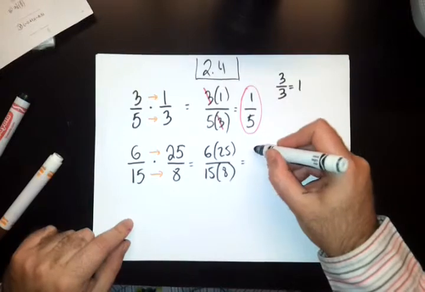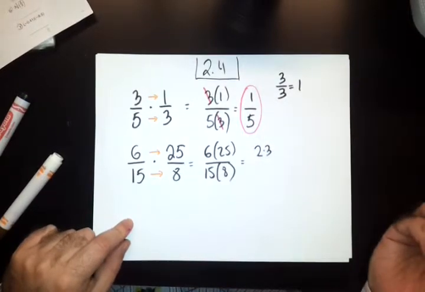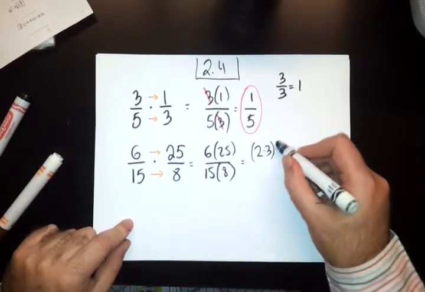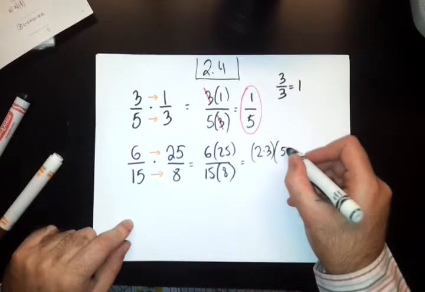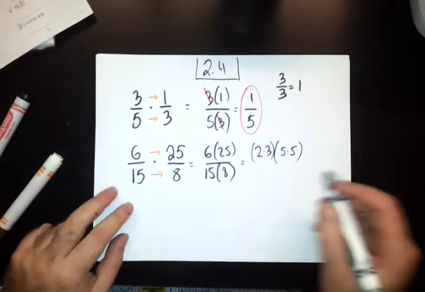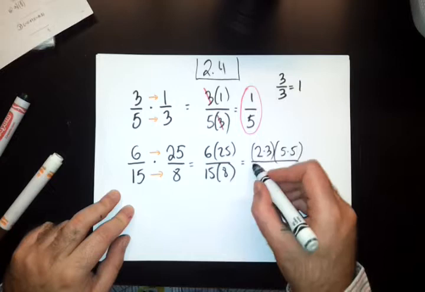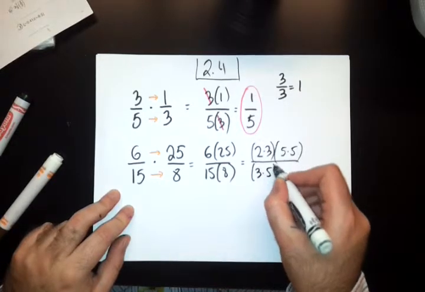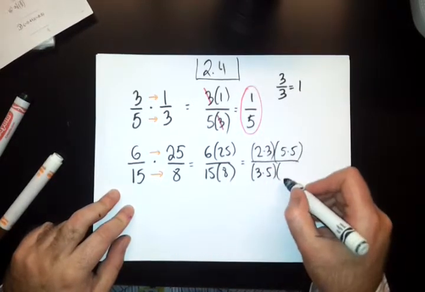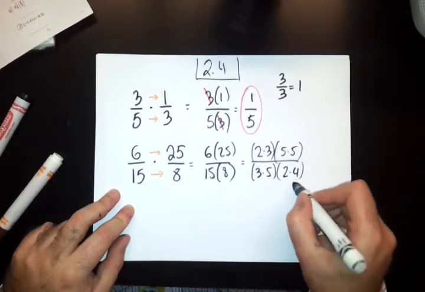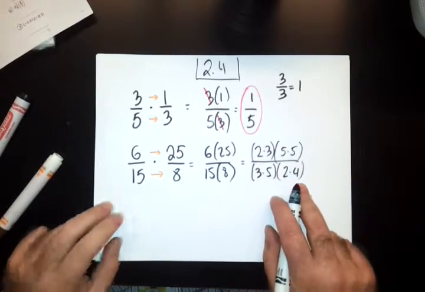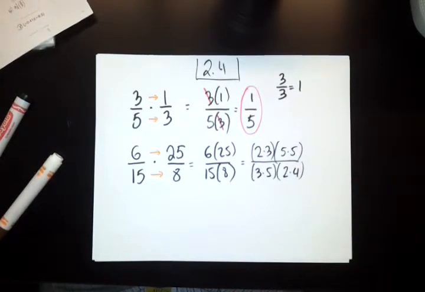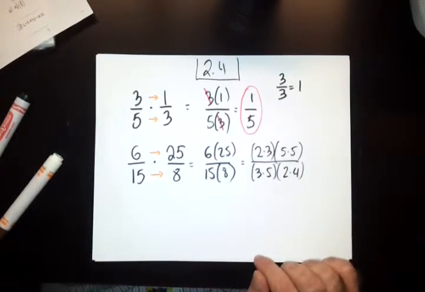6 I can write as 2 times 3, because 2 times 3 is 6. 25 I can write down as 5 times 5, because 5 times 5 is 25. 15 I can write down as 3 times 5. 8 I can write down as 2 times 4. I can break this 4 down into 2 times 2 as well, but I'm going to leave it now because I know I'm not going to need it. But it would be a good idea later on to do that as well.